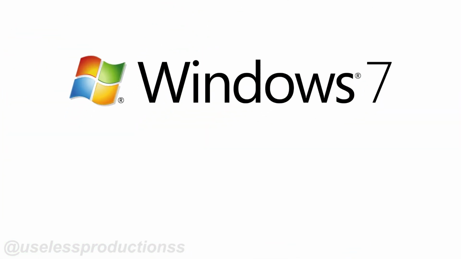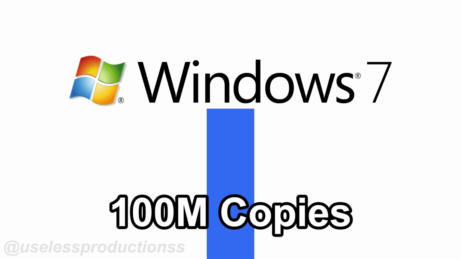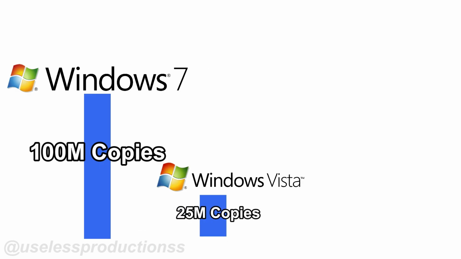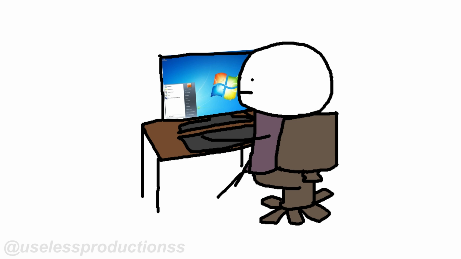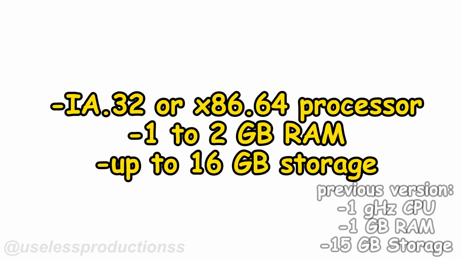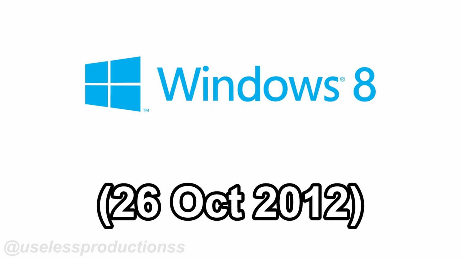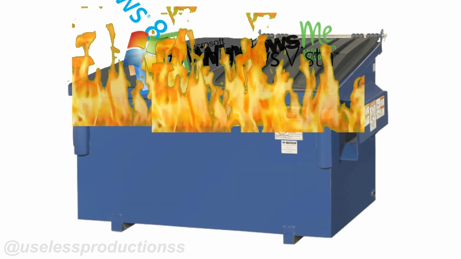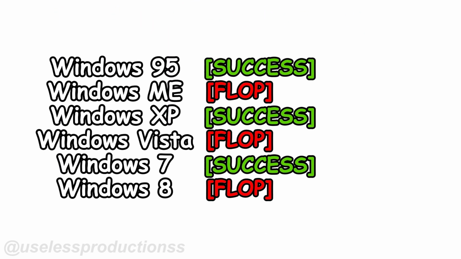In just 6 months after release, it sold over 100 million copies, far surpassing its predecessor Vista. To this day, it's still being used by approximately 50 million people, partially because the next version was another flop. Oh yeah, you already know what this is at this point. The next version, Windows 8, released on the 26th of October 2012, was another flop made by Microsoft. I'm starting to see a pattern here.